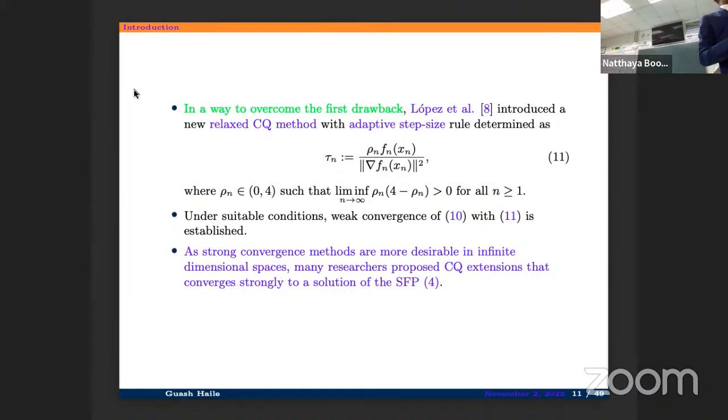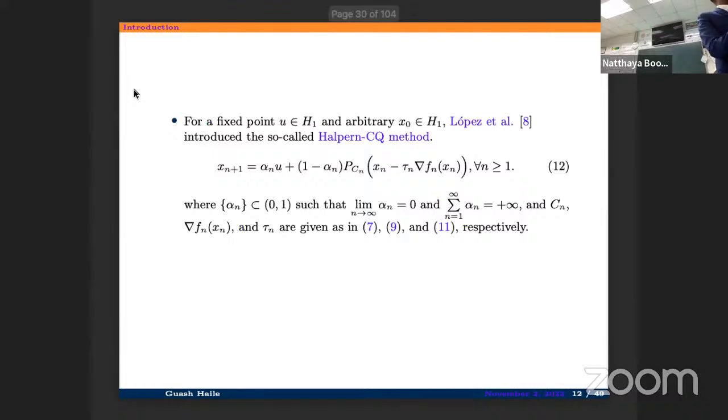So many researchers proposed CQ extensions that converge strongly to a solution of the split feasibility problem. So, for example, you can see that in 2012, Lopez et al. introduced the so-called Halpern CQ method, which is given in this form, where this sequence alpha belongs to this interval and satisfies this condition, and then any sequence generated by this method converges strongly to the projection of this point, where this is the anchor, which belongs to the first space, and this is the initial point.